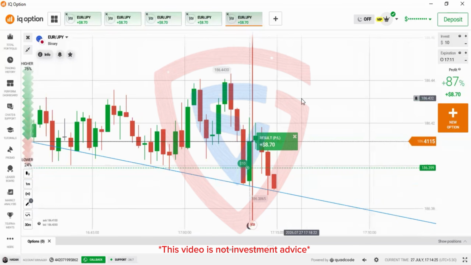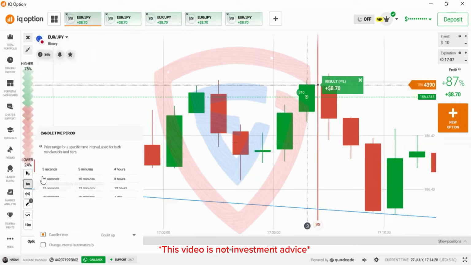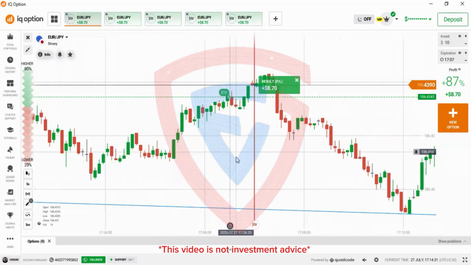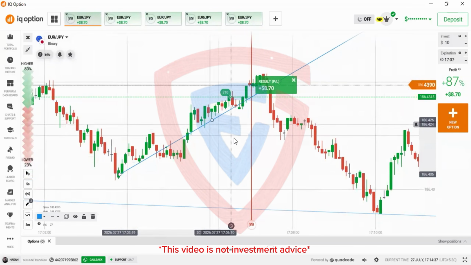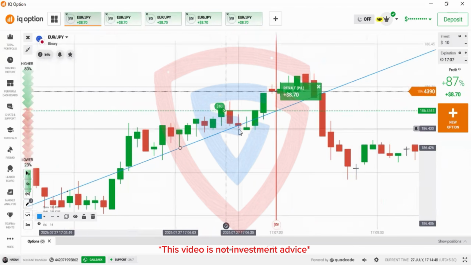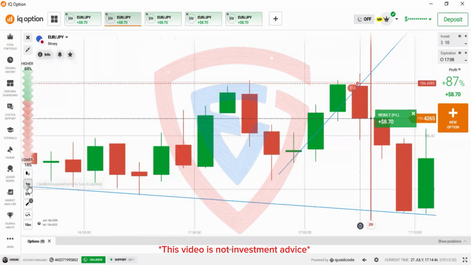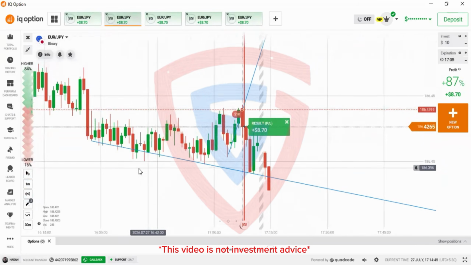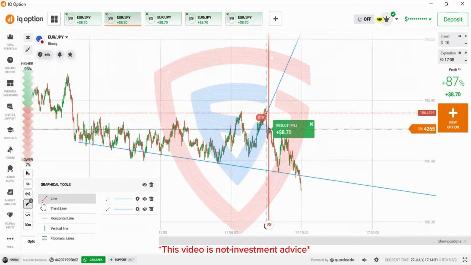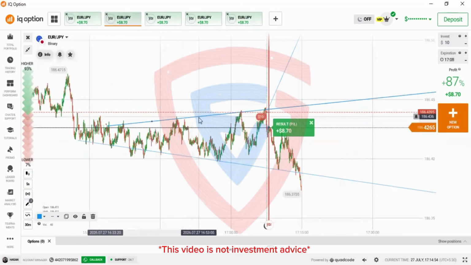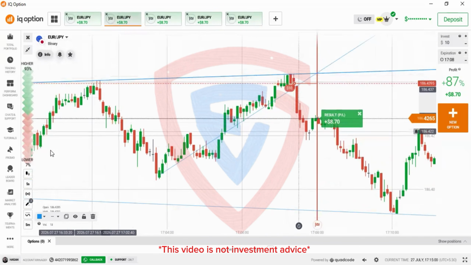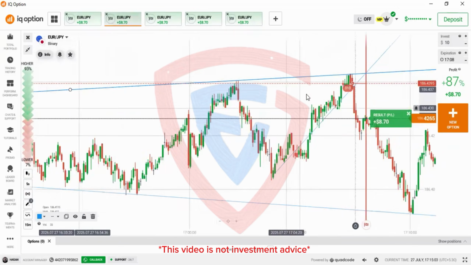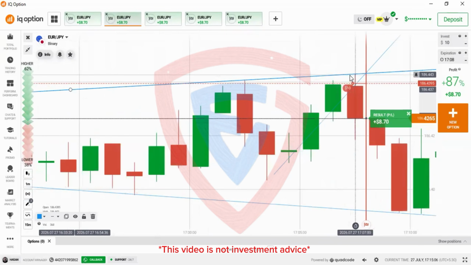If you place with the right entry point, that will be very good instead of placing directly. If you draw the level like this, for example, and place your trade here, that will be a very good entry point. And here as well, I'll show you. In the 5 second chart, this is a level I will draw. This is a level. If you enter here, that will be a very good entry point, instead of here.